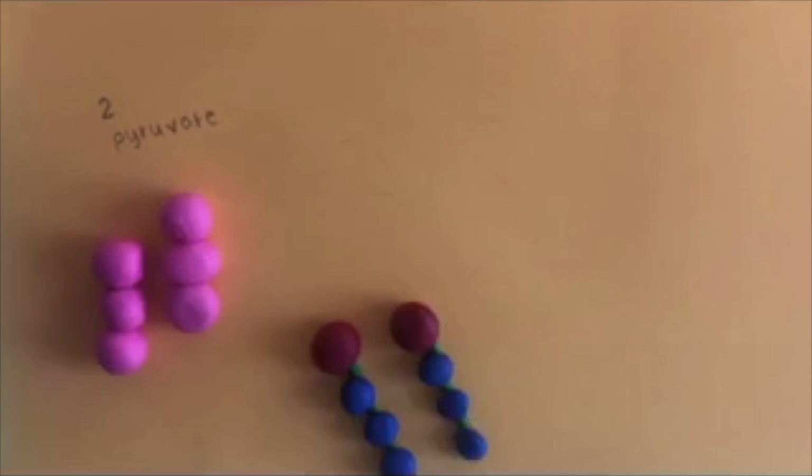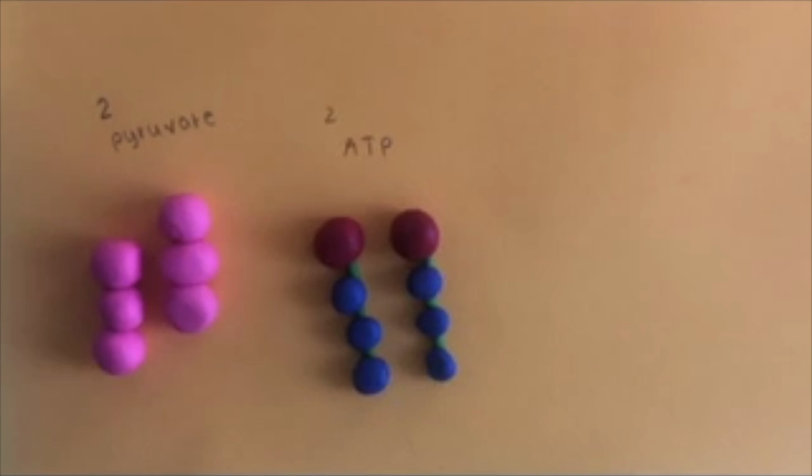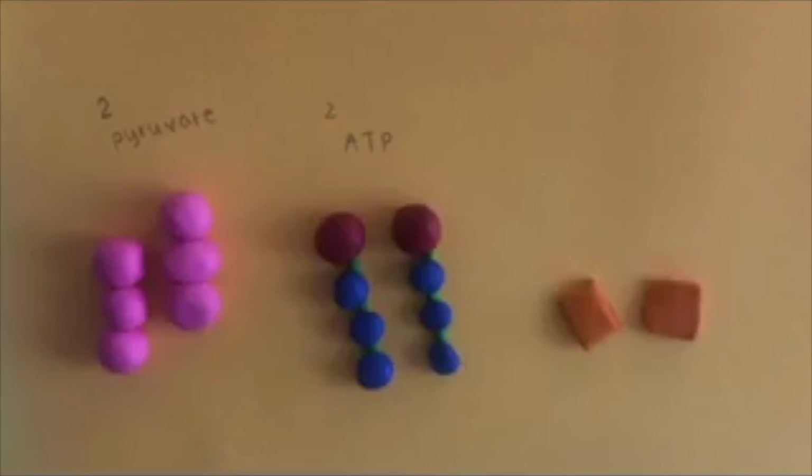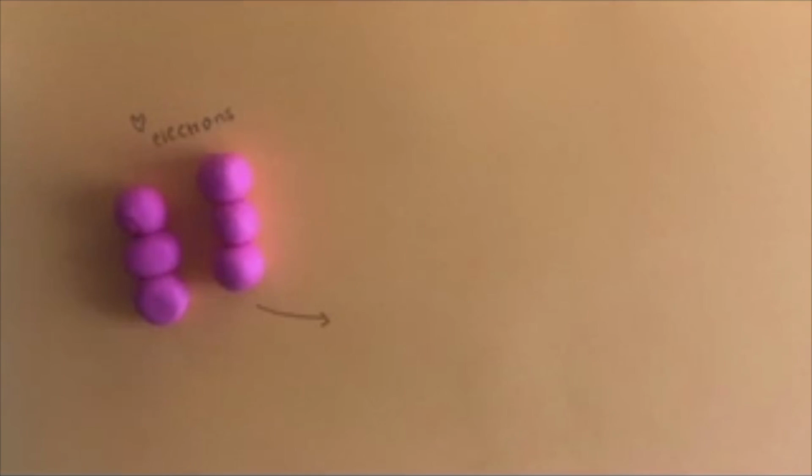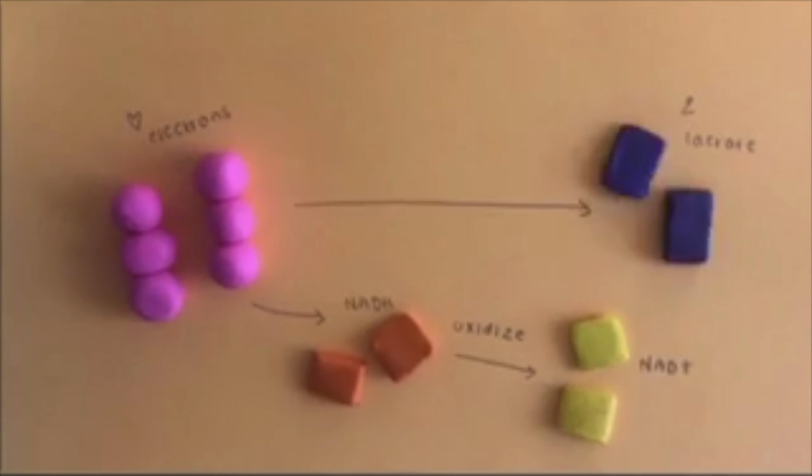Glycolysis is one of the first steps to lactic acid fermentation, and it yields 2 pyruvate, 2 ATP, and 2 NADH. When glycolysis has little oxygen, it can result in lactic acid fermentation, where NAD+ is required to be oxidized. 2-pyruvate can act as electron acceptors. With this, pyruvate will let NADH know to be oxidized into NAD+, and ultimately reveals 2-lactate as a result.